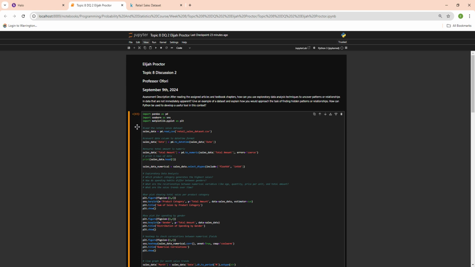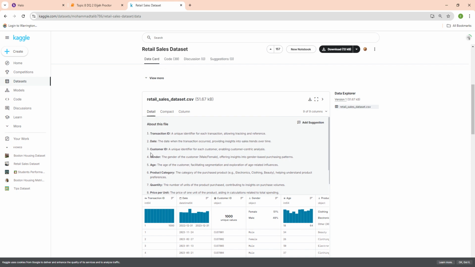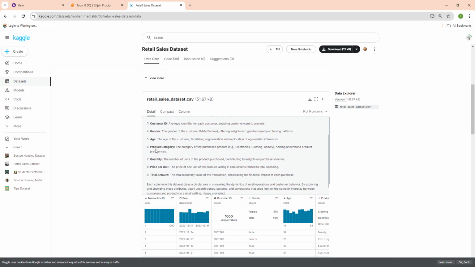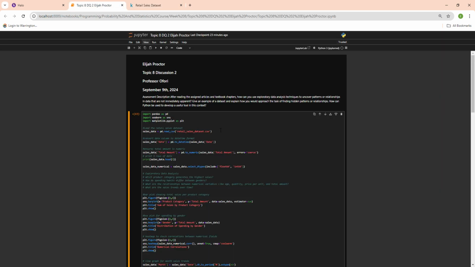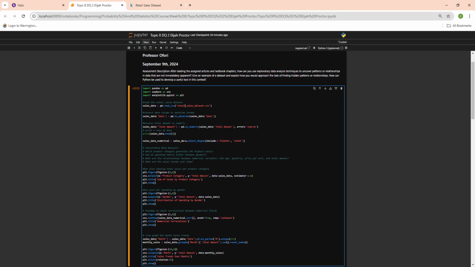So we're going to be using our retail sales dataset.csv that has some interesting variables that allow us to perform our analysis. We're mainly going to be using the date, the gender, the product category, and the total amount for this analysis. First we're going to read the dataset, then we're going to make sure that the date column is in a datetime format, and we'll ensure that the total amount is always a numerical value. This is to prevent any errors that could occur.